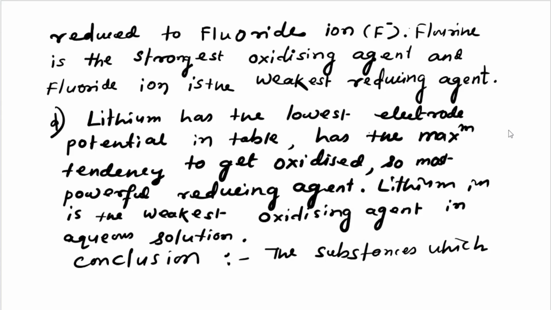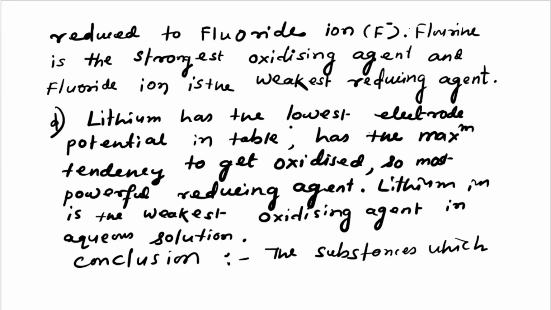What do you mean by strongest oxidizing agent? It oxidizes others and itself gets reduced. Similarly, the fluoride ion, just the opposite, is the weakest reducing agent. What is a reducing agent? It reduces others, but fluoride ion is weak, not so good as a reducing agent. Then lithium has the lowest electrode potential.